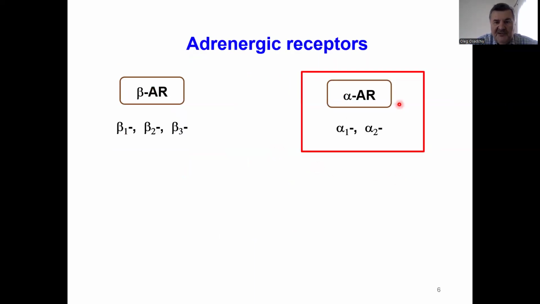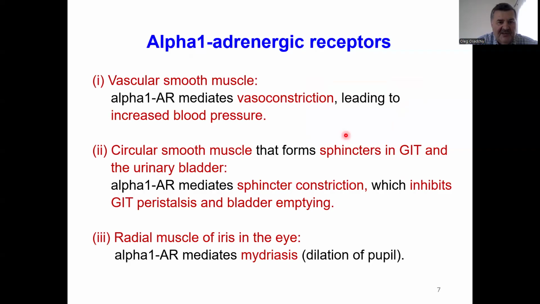Now, what about alpha-adrenergic receptors? These receptors are subdivided into two types, alpha-1 and alpha-2. The alpha-1 receptors are found in our body in three important locations. First, they're present in the vascular smooth muscle, where their stimulation produces vasoconstriction, resulting in increased blood pressure.